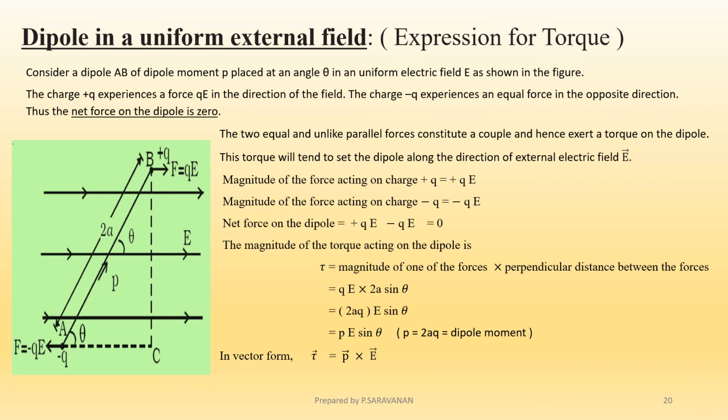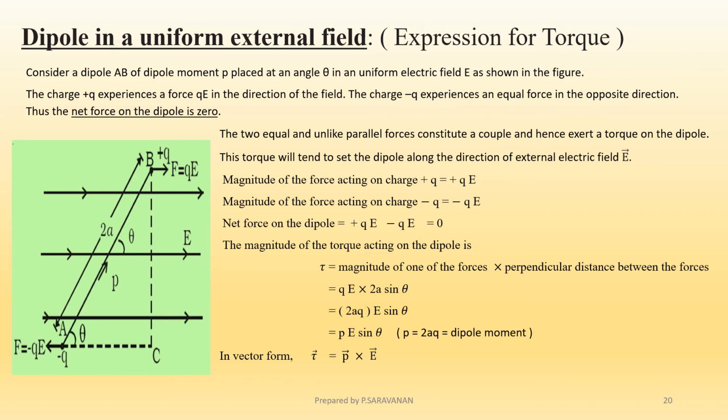The two equal and unlike parallel forces constitute a couple and hence exert a torque on the dipole. This torque will tend to set the dipole along the direction of the external electric field E. Magnitude of the force acting on the charge +Q is equal to +QE. Magnitude of the force acting on the charge -Q is equal to -QE. Net force on the dipole is equal to +QE - QE = 0.